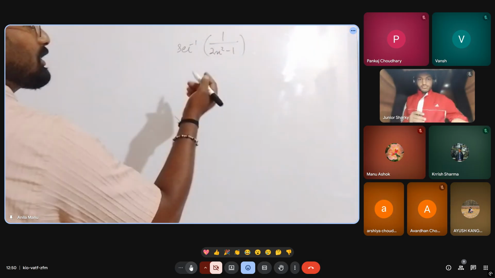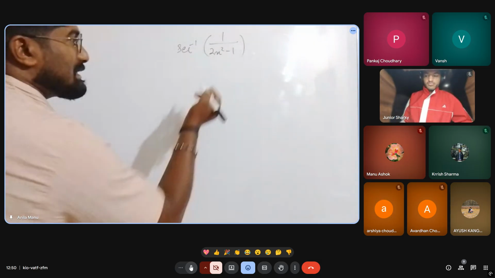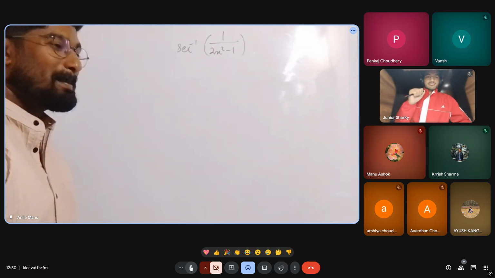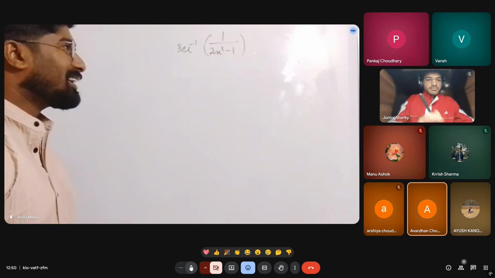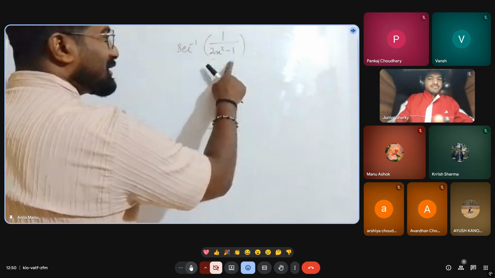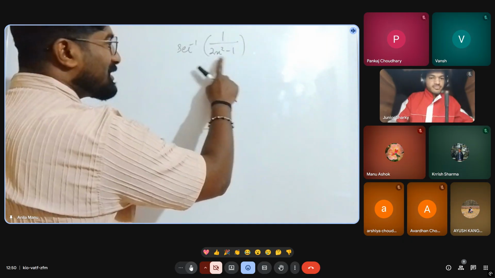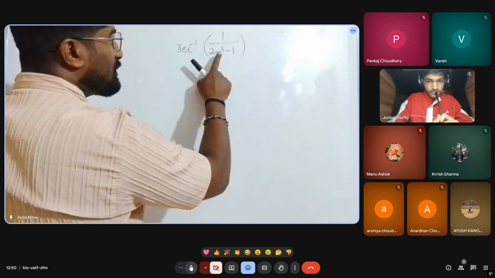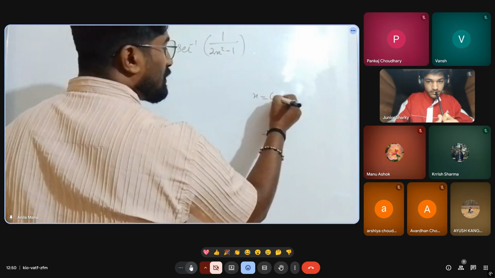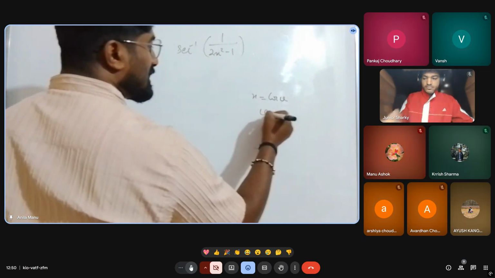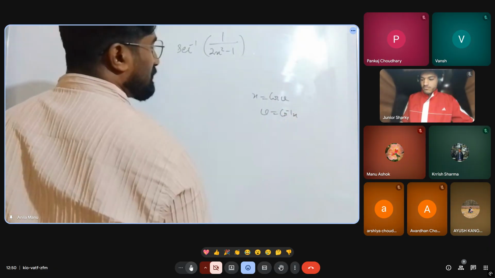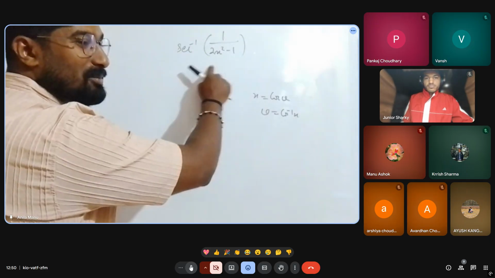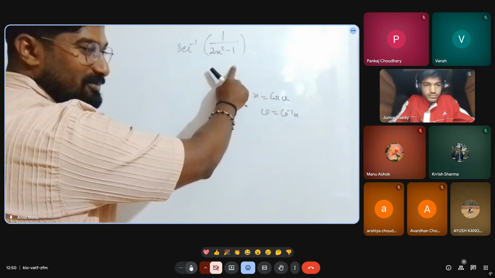Yes, sir. Okay. See, check here. Which trigonometric ratio will you consider? Cos theta. Very good. 2x square minus 1 is 2 cos square theta minus 1, right? Clear? There is only one condition. So you can take x equal to cos theta, then theta is equal to cos inverse of x. Understood? Do you understand how to identify the property from algebraic expressions?